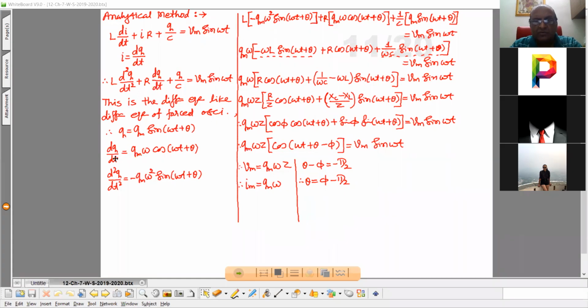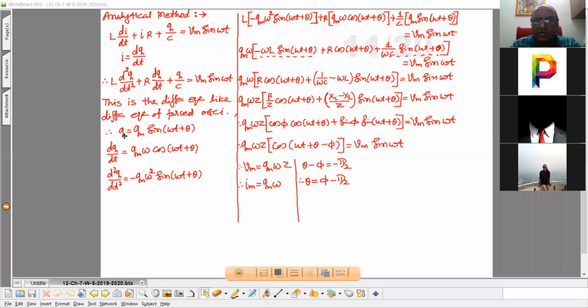Now differentiate this one with respect to time t. So dq by dt, that is qm, differentiation of sine is cosine, and of omega t plus theta, that is omega. So resultantly we are getting qm omega cos omega t plus theta. Again differentiate this one. So d2q by dt2, that is minus qm omega square sine omega t plus theta. Differentiation of cos, that is minus sine, and of omega t plus theta, that is again omega. So omega into omega, omega square.